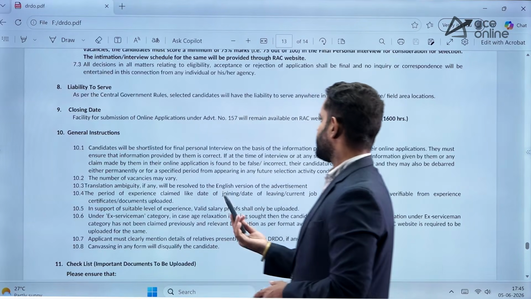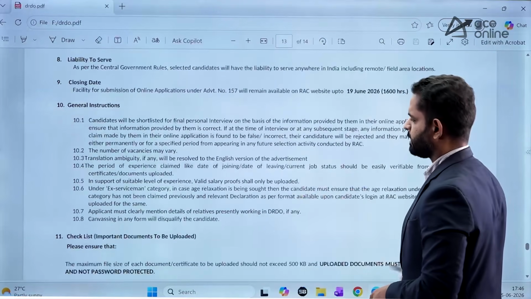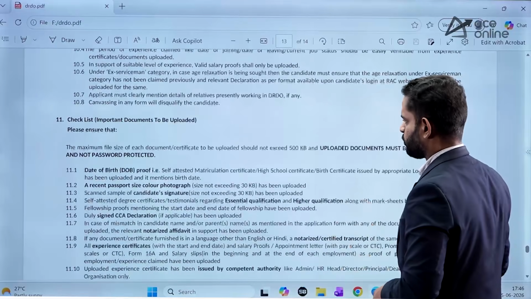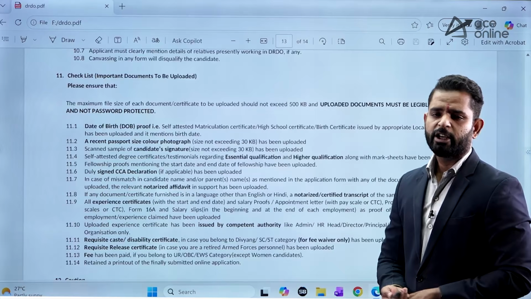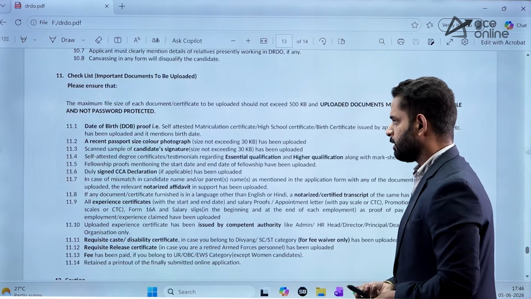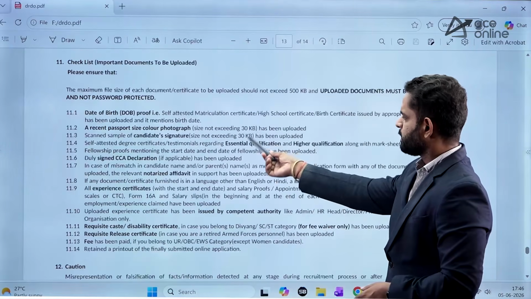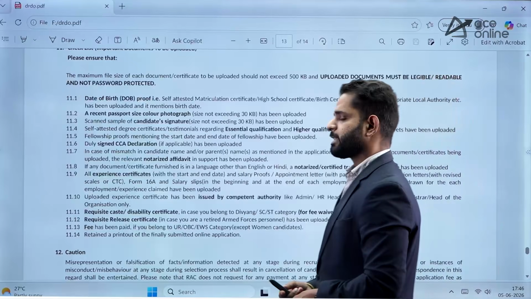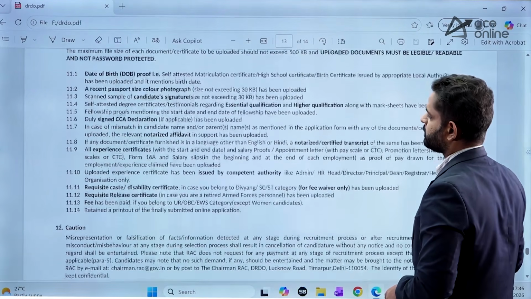Eligibility closing date, as you know, is 19th of June 2026, and all important general instructions are given here. Checklist of important documents to be uploaded. These are important documents: your DOB proof, your 10th certificate, matriculation certificate, scanned sample of the candidate signature, photograph not exceeding 30 KB in size, and your essential qualification, NOC certificate, CCA declaration.